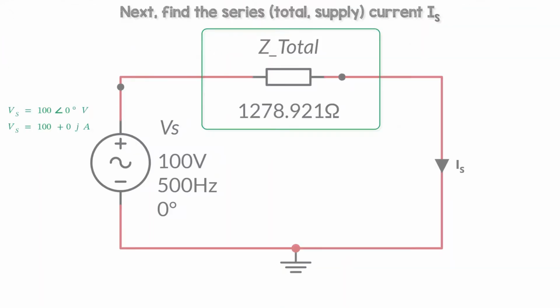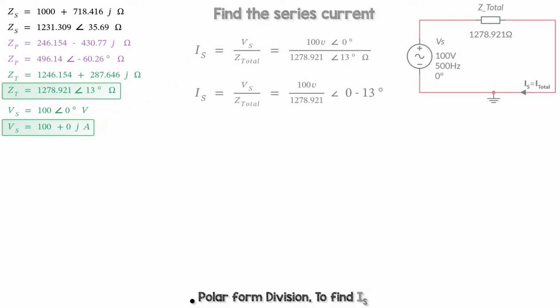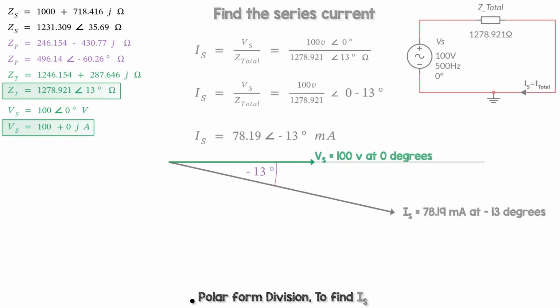Now we've got Z total, we can find the total circuit current, and then we can find some voltages later. So current is voltage divided by impedance, just Ohm's law. 100 volts divided by Z total. In polar form, you divide the amounts or moduli and you subtract the angles or arguments. So there's a phasor that we could use. Our supply current is about 78 milliamps.